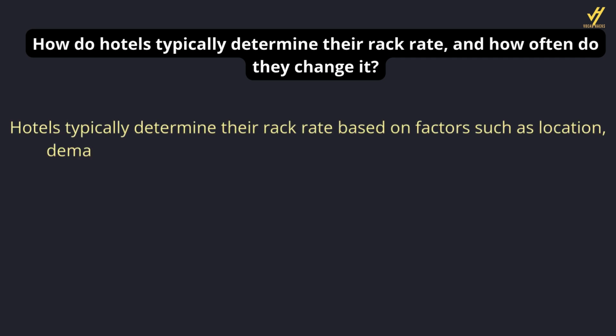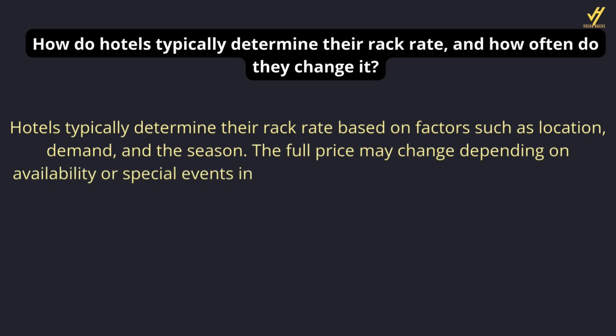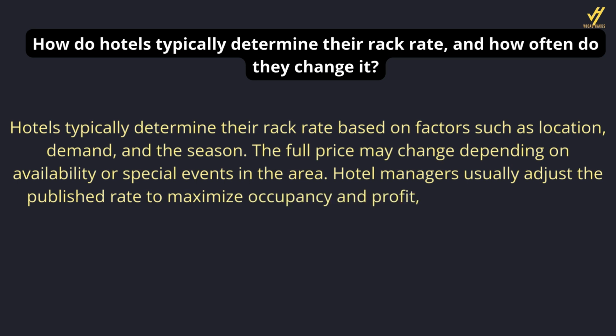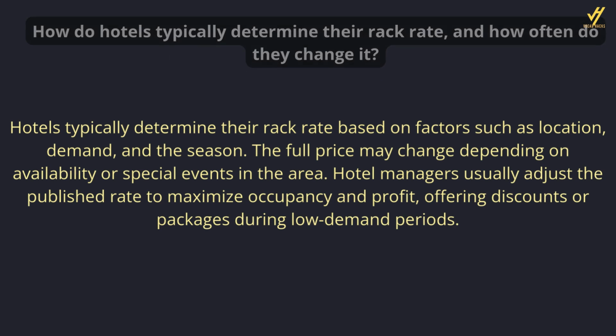Hotels typically determine their rack rate based on factors such as location, demand, and the season. The full price may change depending on availability or special events in the area. Hotel managers usually adjust the published rate to maximize occupancy and profit, offering discounts or packages during low-demand periods.